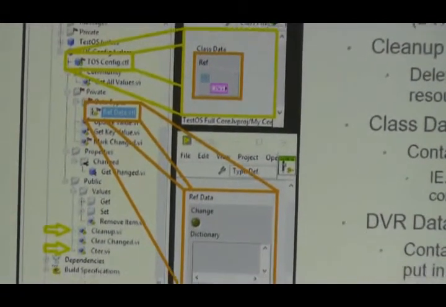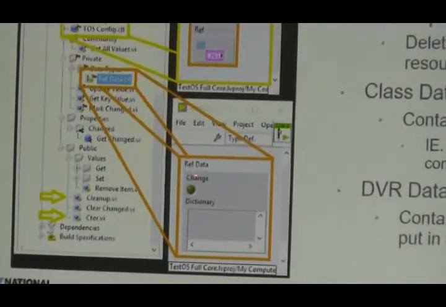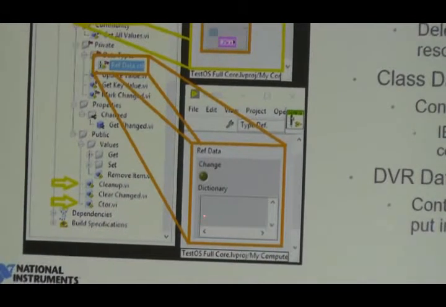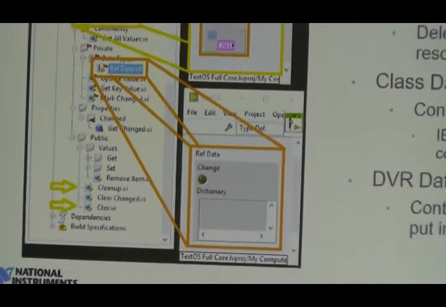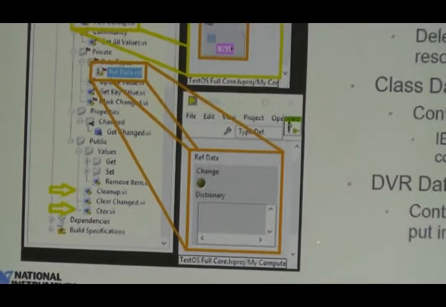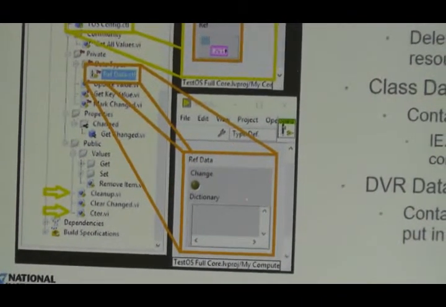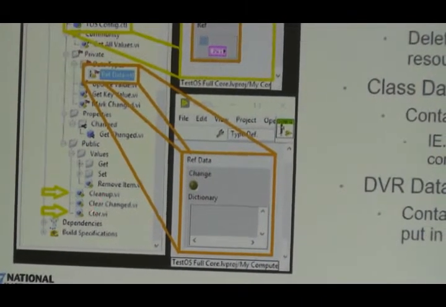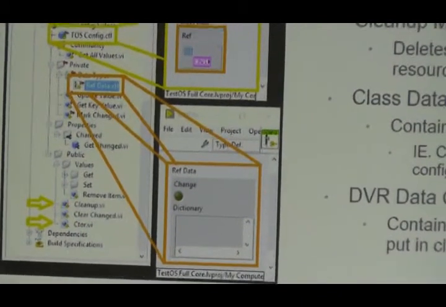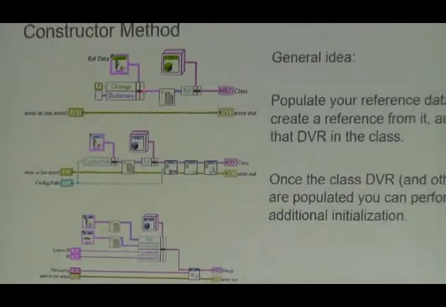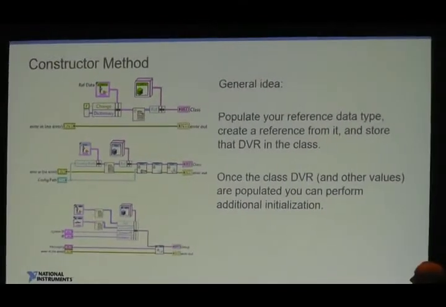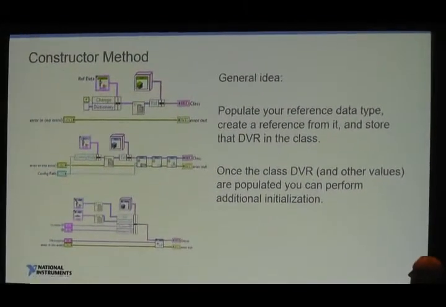And then we've got an actual ref data type definition. This is what gets put into the DVR. We always have that as a private type in the class. And then you'll have a constructor and a cleanup function because you have to actually call the nodes to create those. So in our constructor method, at a minimum, you're just taking your ref data and turning it into a reference and putting that in the class.